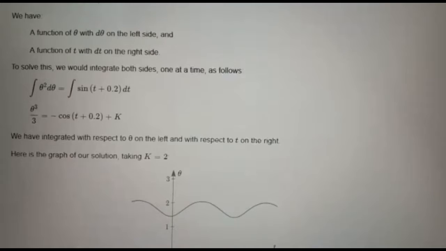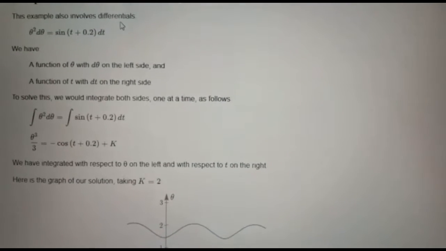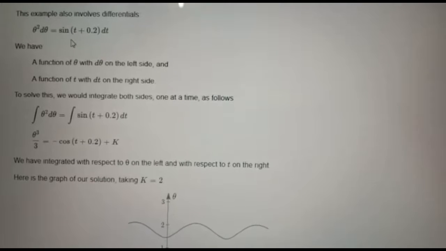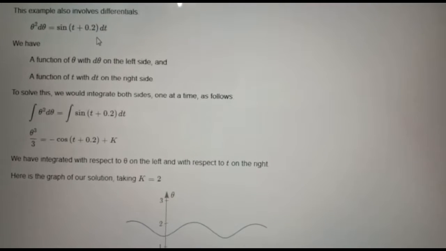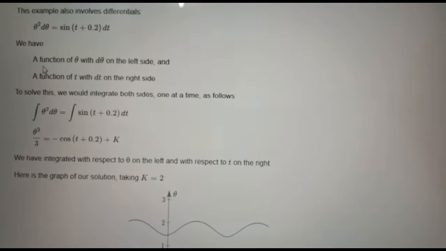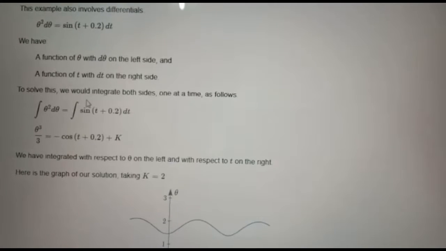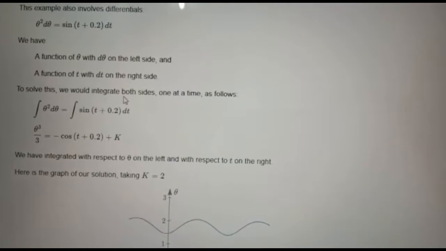And in example 2, this example also involves differentials. Theta squared d theta equals sine t plus 0.2 dt. We have a function of theta with d theta on the left side and a function of t with dt on the right side. To solve this, we will integrate both sides one at a time as follows.